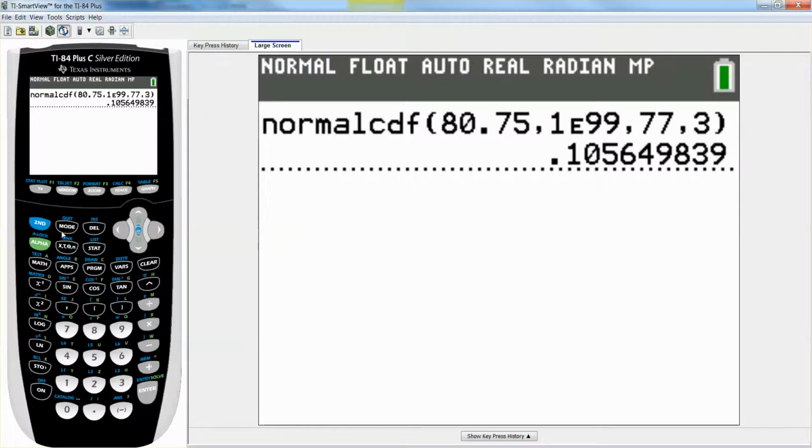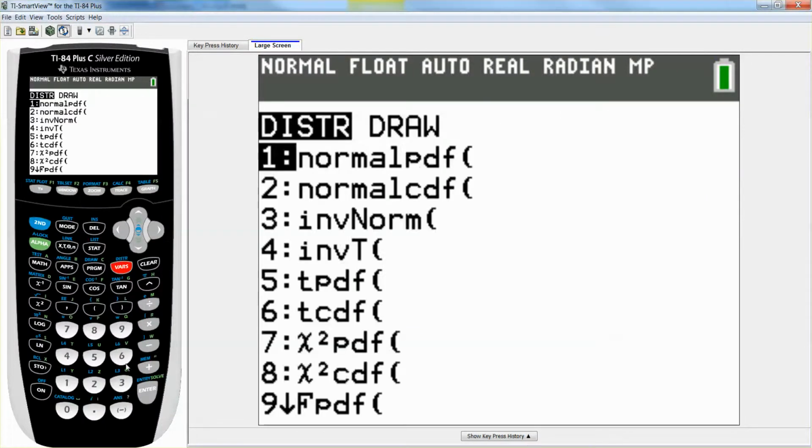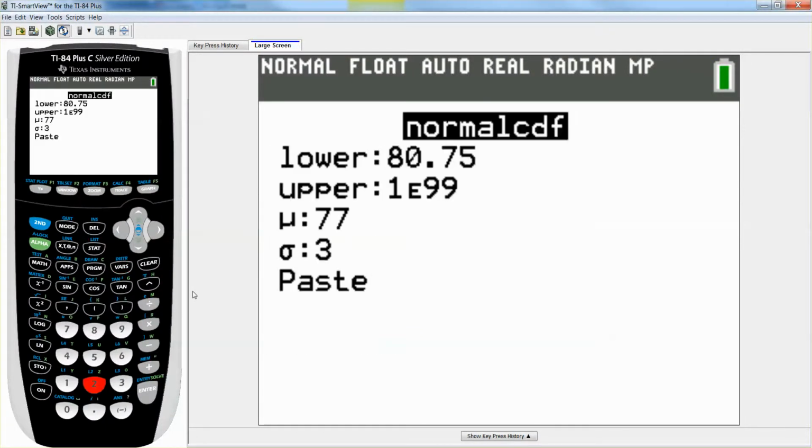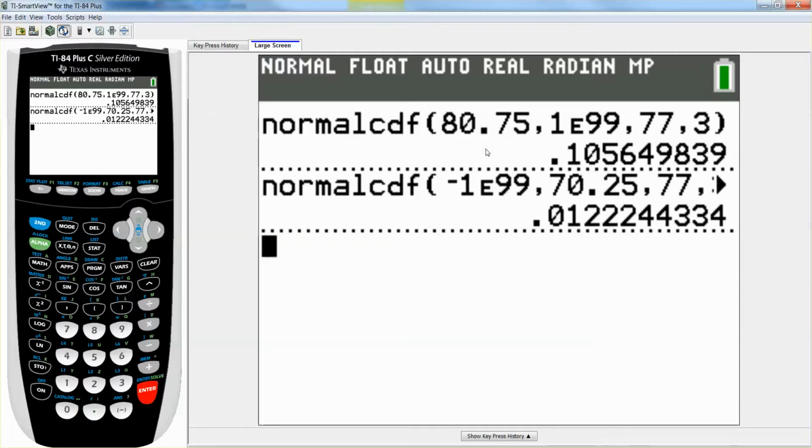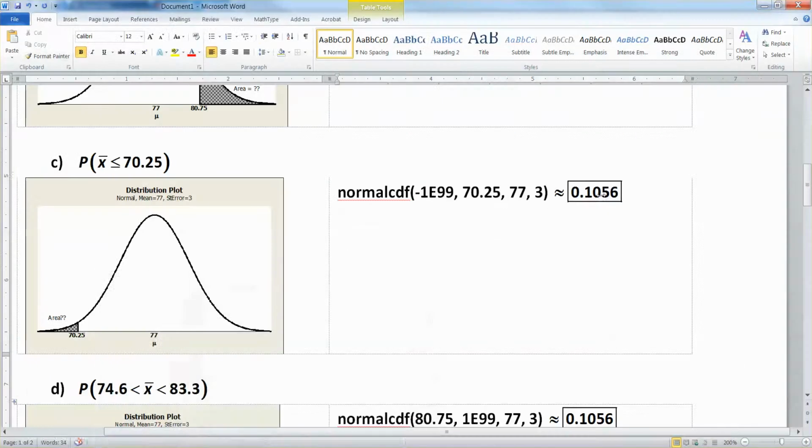So let me go grab the calculator. Second distribution, number 2, normal CDF. We want negative 1E99, 70.25, and then 77 and 3 are staying the same. And you get 0.0122.